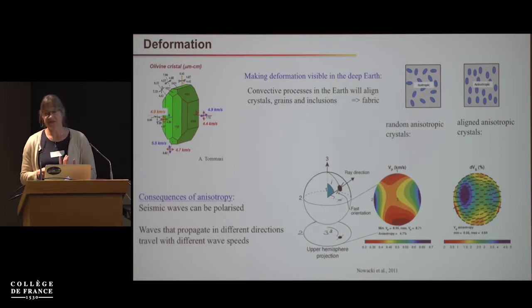So the consequences of anisotropy is that the wave can be polarized and the wave propagates with different speeds in different directions.